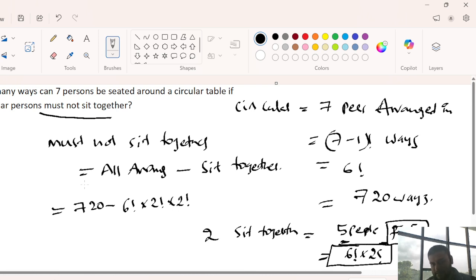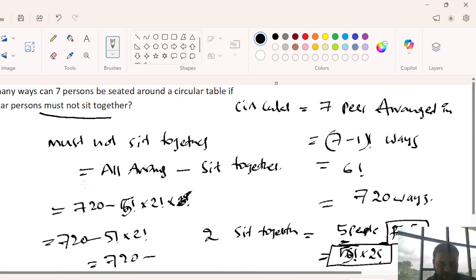Next, this is a circular arrangement. 5 plus 1, 6 people are there. 6 people will be arranged in 5 factorial ways, right? And the block internally in 2 factorial. So here you will have 5 factorial into 2 factorial, not 6 factorial, okay, this is the mistake. So 720 ways minus 5 factorial into 2 factorial. 5 factorial means 120, double is 240. This many ways they are going to be arranged.